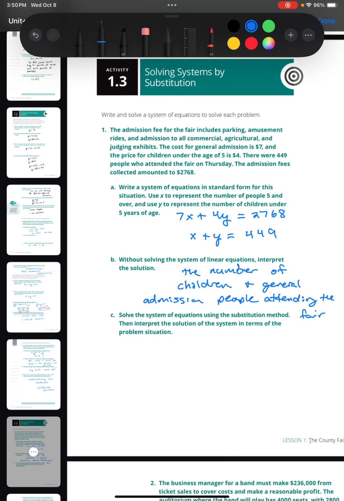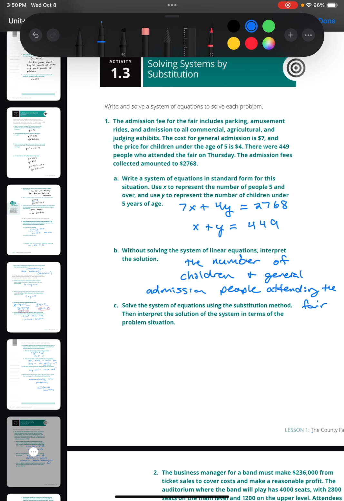All right, so now we're going to solve that system. I'm going to solve one of the equations for y and then plug that into our other equation. I'm going to take the one easiest to solve for y. So we'd subtract x, and now I have y equals 449 minus x. Okay, in our other equation, 7x plus 4y equals 2,768.